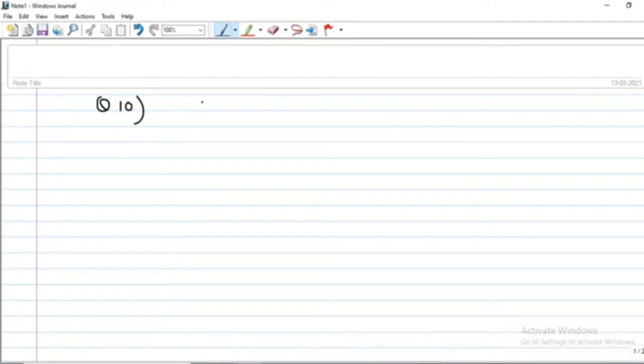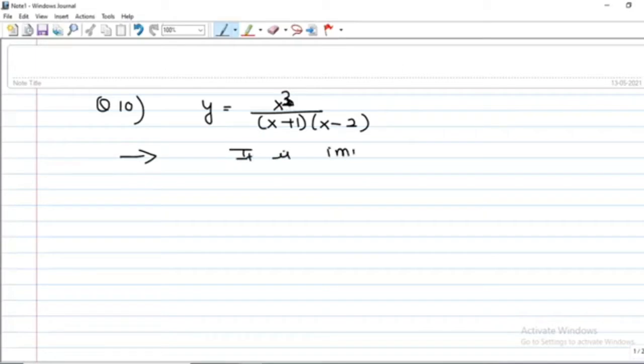The question tells: if y equals x cube upon x plus 1 into x minus 2, we want to find the nth derivative of this. So the first question you should ask is whether this is a proper rational expression or not. Sorry, this is x cube. So it is not; it is an improper rational expression.